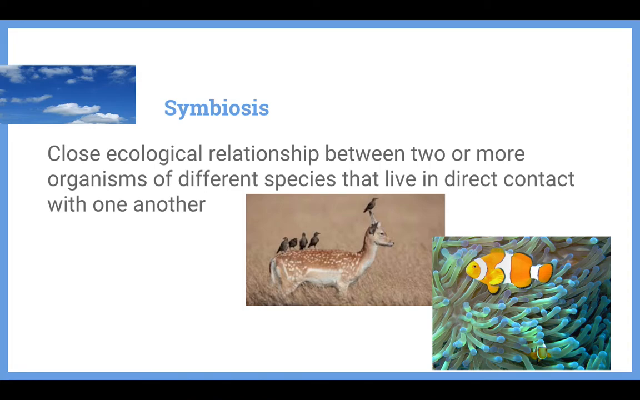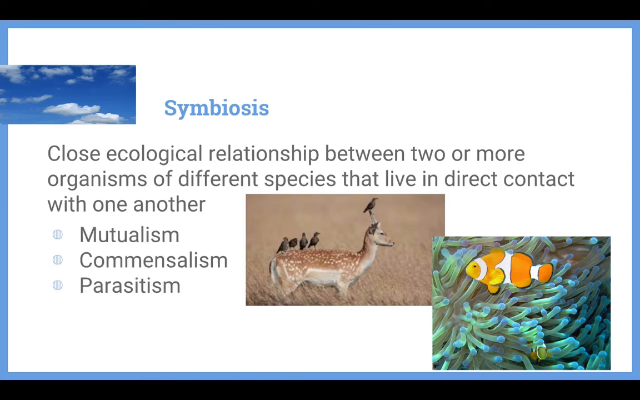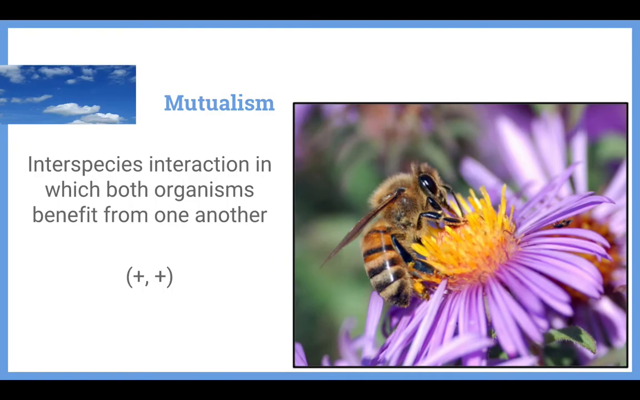So there are three types of symbiotic relationships, and they are mutualism, commensalism, and parasitism. So let's dive into what each of those means. Mutualism is the first one. If you're mutually benefiting from something, or if it's a mutual thing, it's together. So a mutualistic relationship is one where both organisms benefit from the interaction.